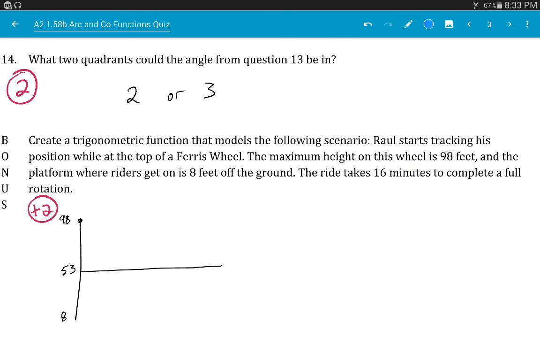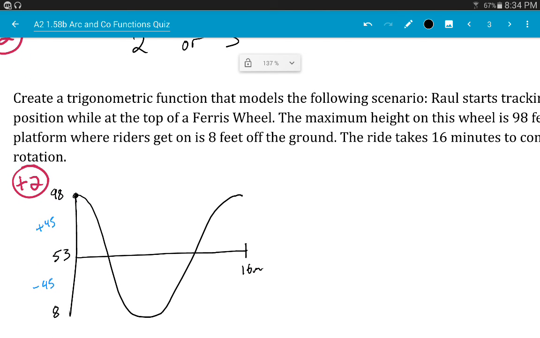So if I do a little mental subtraction, this is plus 45, and this is minus 45. That's my amplitude, 45. It takes 16 minutes to complete a full rotation. So if it starts up here, I think this is a cosine function. That takes how long? 16 minutes. And that's going to be the period. Now, the frequency is what goes into the function. Frequency is 2 pi over period, which means it's 2 pi over 16. Simplify 2 over 16 into 1 over 8. So this is pi over 8 as the frequency.